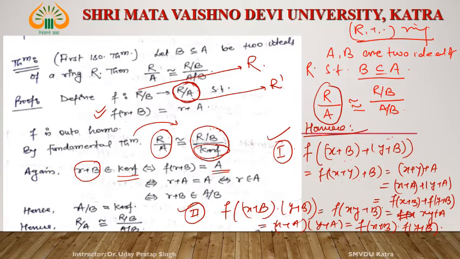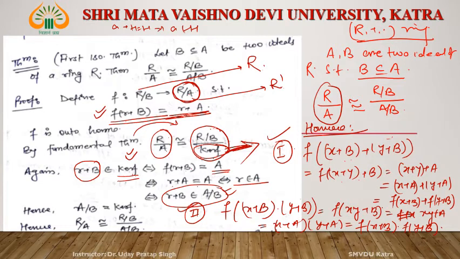What is f of r + B? f of r + B is defined as r + A. So r + A is equal to A. And we know that if a + H is equal to H, this implies that a belongs to H. It means small r belongs to capital A. It means r + B belongs to A/B. That is, the kernel of f is nothing else but A/B. So replace the kernel of f by A/B. So R/A is isomorphic to R/B divided by A/B. This is the first isomorphism theorem.